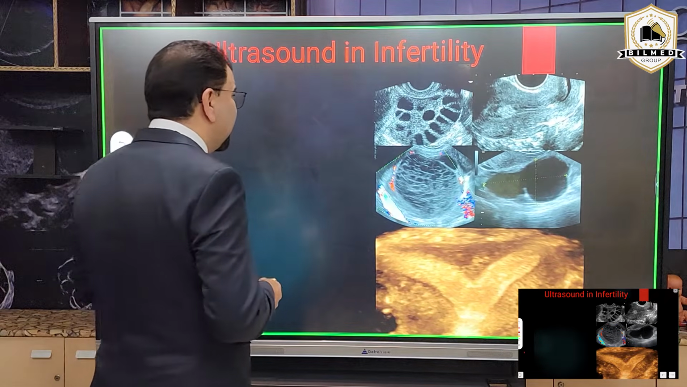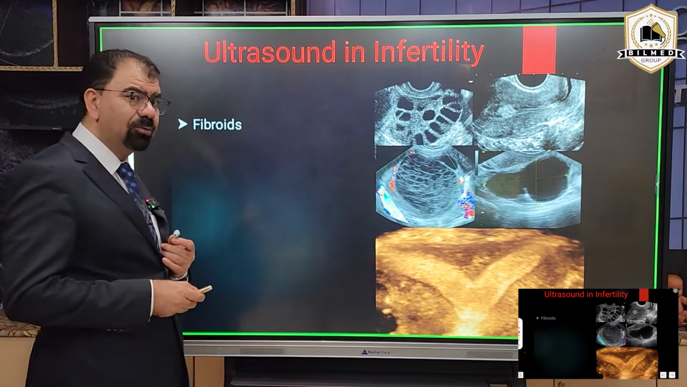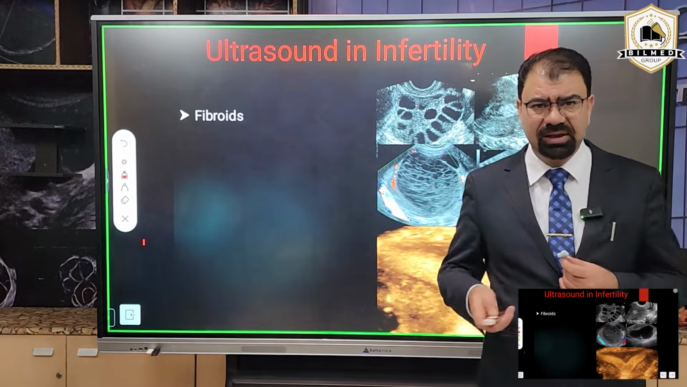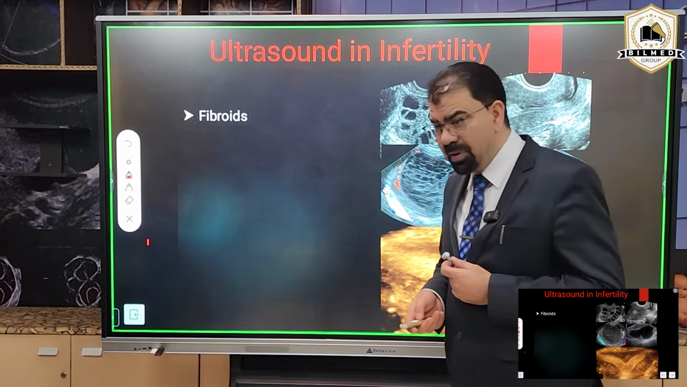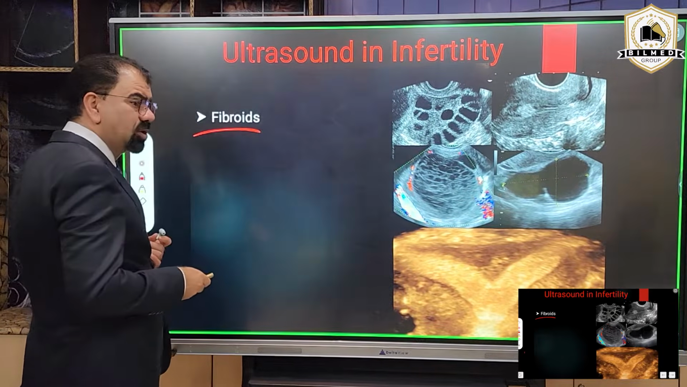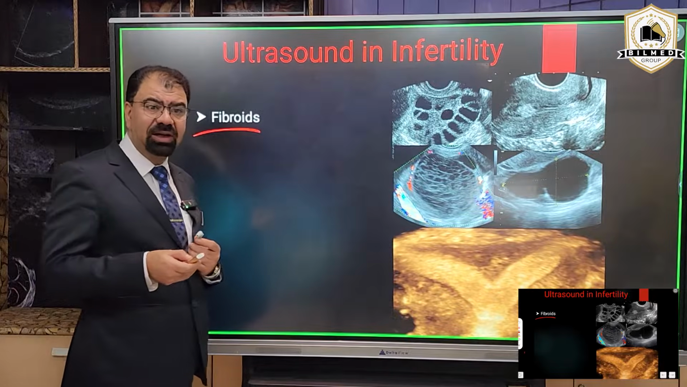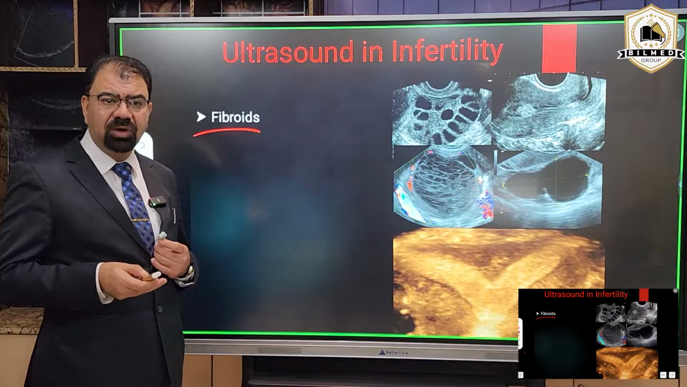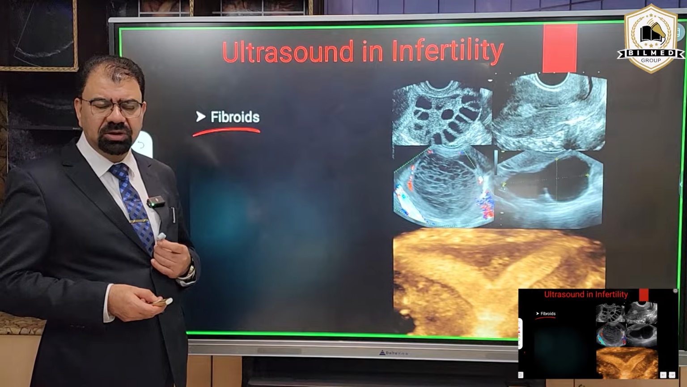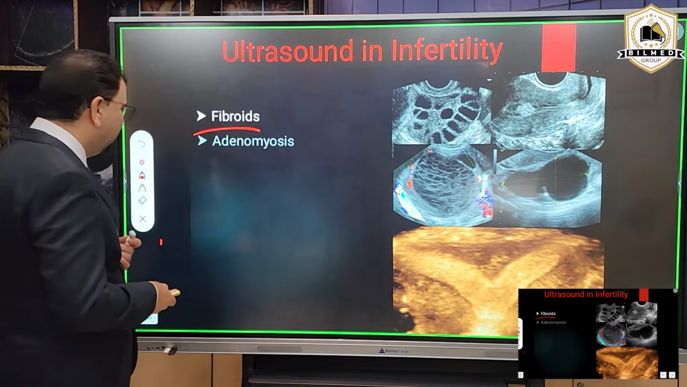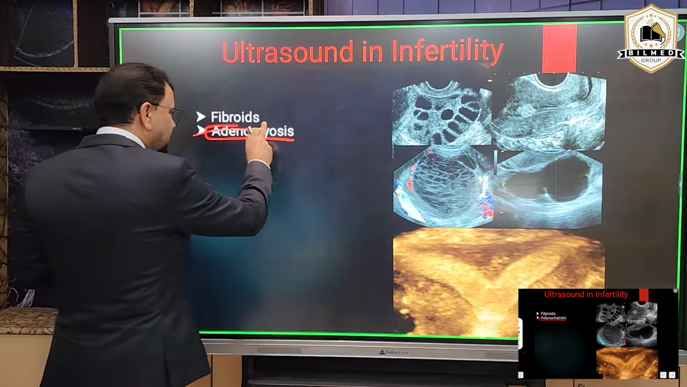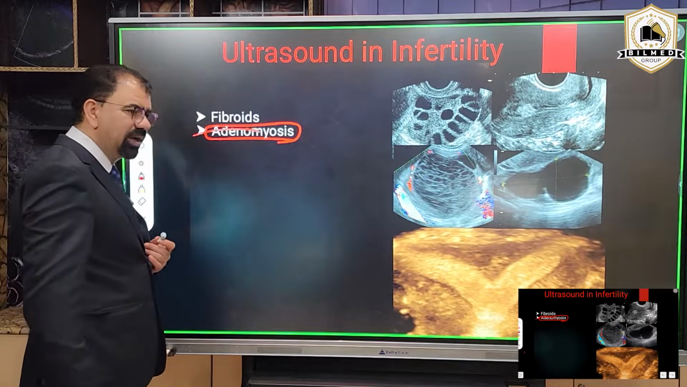Now, in an infertile patient, you don't have to look only for a follicle, but maybe there is a fibroid. Maybe this fibroid is the cause of the infertility, and you are unnecessarily spending more time on these follicles only. Maybe there is an adenomyotic patch over here. Maybe this adenomyosis is the cause of your infertility.